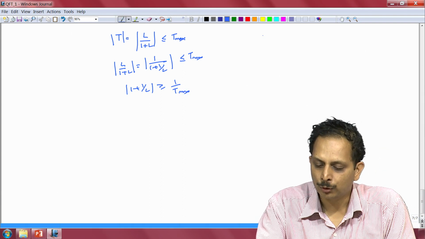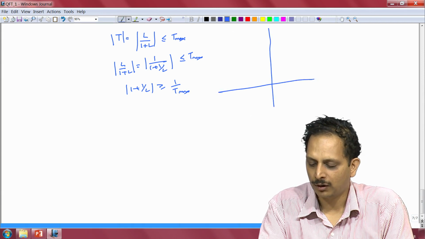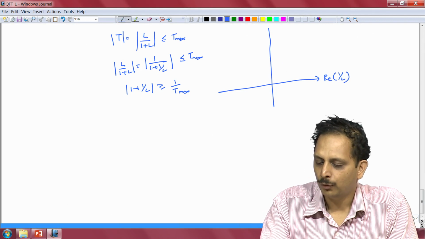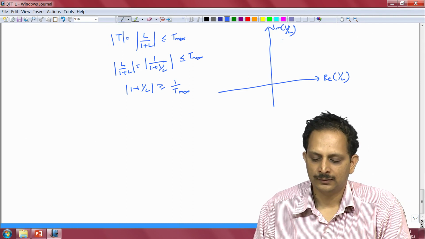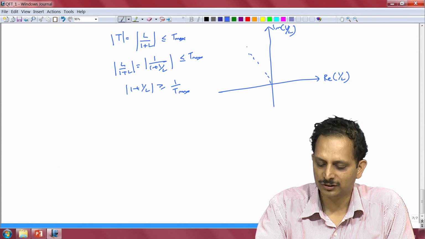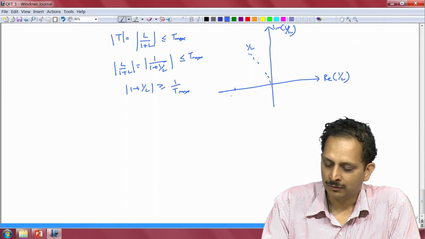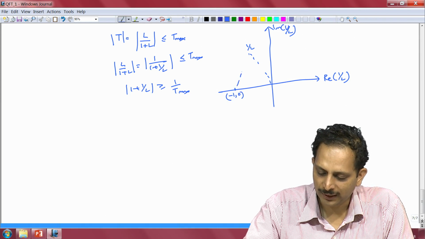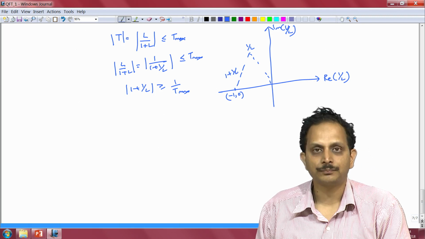Now if we were to draw the inverse of the Nyquist plot, or in other words the real part of 1 by L versus the imaginary part of 1 by L, then some point in this complex plane represents the complex number 1 by L, and hence the phasor connecting the point minus 1 comma 0 to the point 1 by L represents the complex number 1 plus 1 by L.